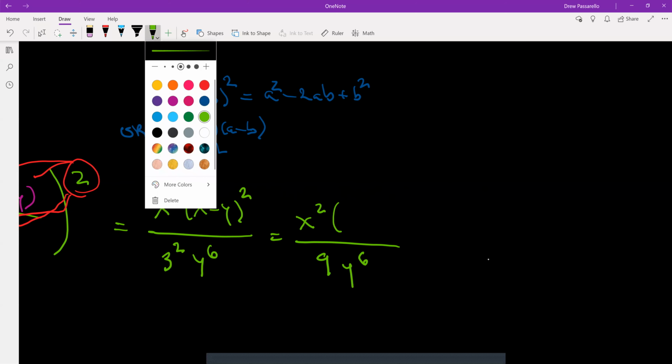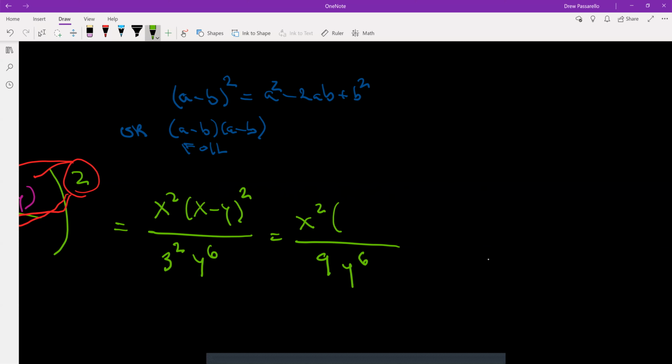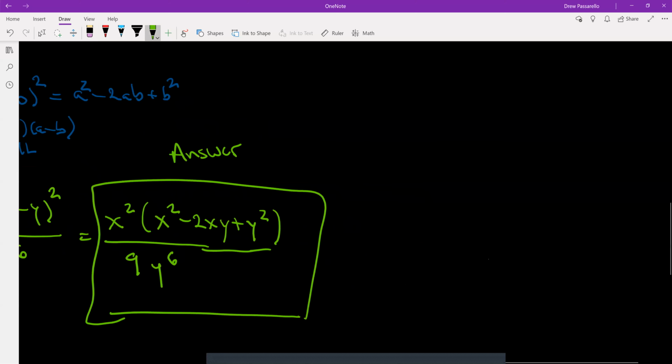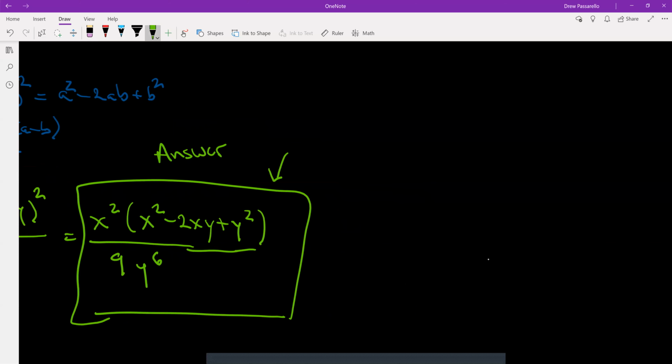So for this x minus y squared, that's going to turn into x squared minus 2xy, and then plus y squared. All right, and finally, this would be the answer. Now you could distribute the x squared. The textbook probably would prefer something like this.